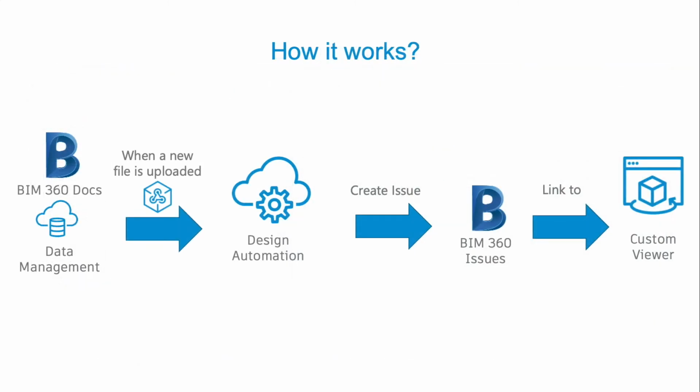So how does it work? We have BIM 360 docs and data management to store the data, and we use webhooks to notify us when the file is uploaded. Once we have this new version, we run design automation with our .NET code with the results that we send to Amazon S3 buckets. We create the issues in the BIM 360 issues system, and as you saw before, we have a link to our custom viewer with a better report to show the results of our check.